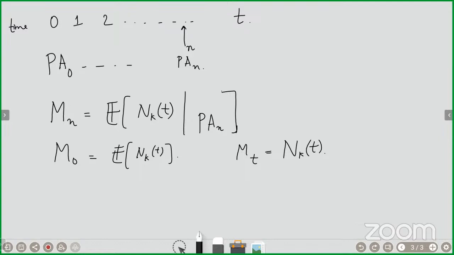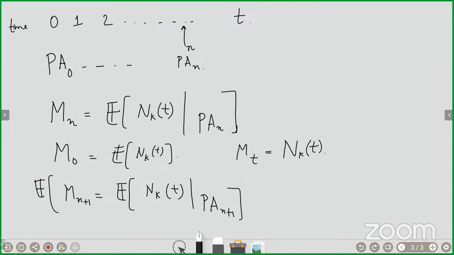The first thing is to just check brutally. What is M_{n+1}? By definition it is... And for checking the martingale, what am I supposed to do? Expected value, yes. Given what? Given M_n.